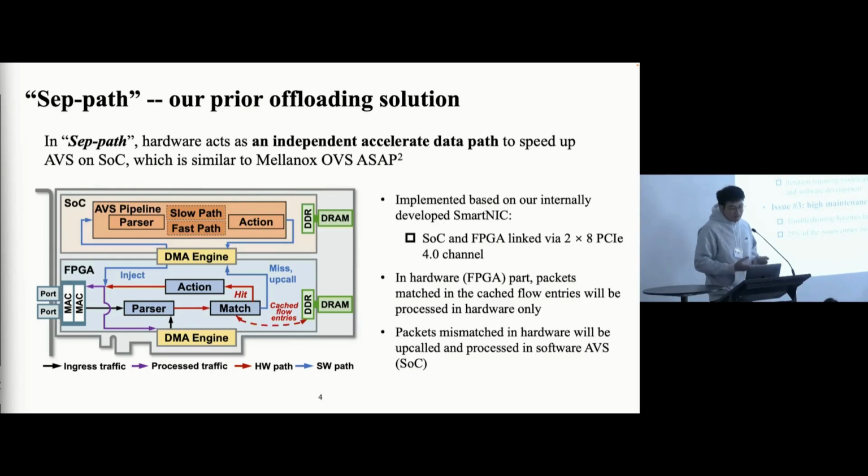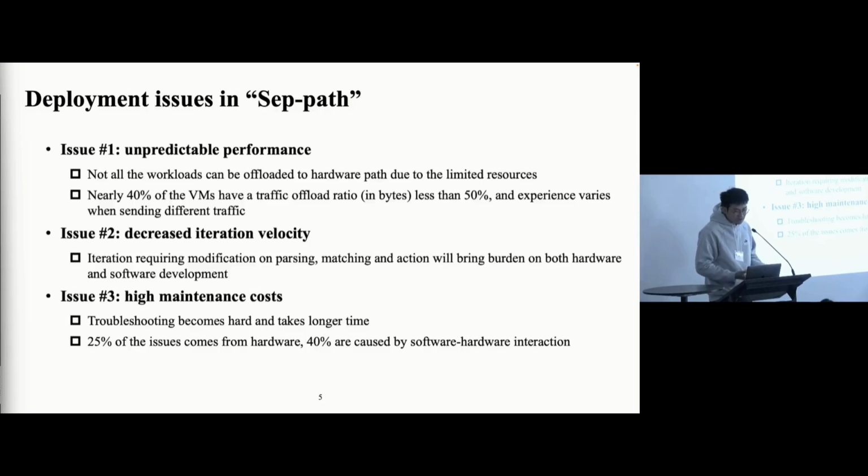However, we found three issues in the large-scale deployment. The first one is unpredictable performance, because not all the flows can be offloaded to the hardware due to the limited resources. It's easy to understand. Not all actions are suitable to implement in the FPGA units. So in our statistics, there are nearly half of the VMs having a traffic offloaded ratio less than 50%. So for tenants, the network performance is unpredictable, and it all depends on whether the flows can be offloaded.